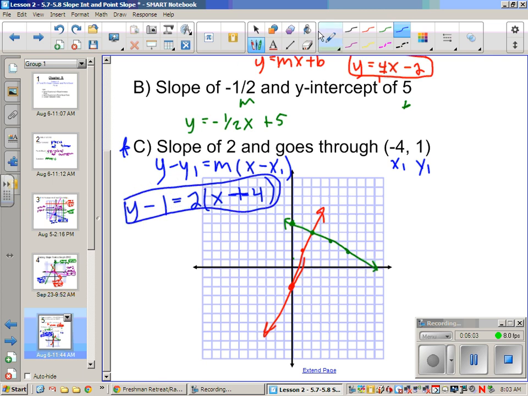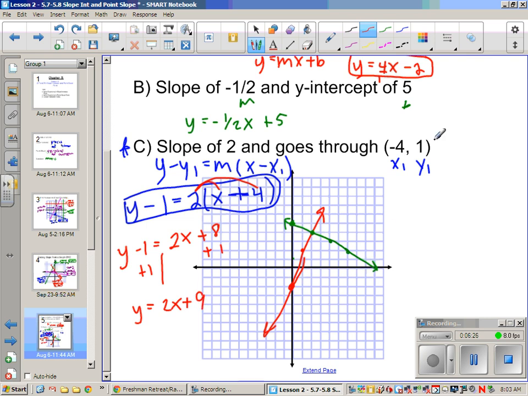But it asked me to write it in slope-intercept form, so you guys know you can distribute this. So I'm left with y minus 1 equals 2 times x is 2x. 2 times 4 is 8. And when I'm solving, I want to get a y equals, so I'm going to add 1, and I can add the 1 to the 8 over here. So I'm left with y equals 2x plus 9.